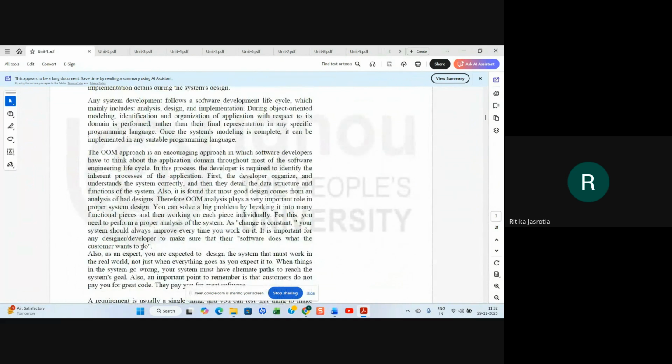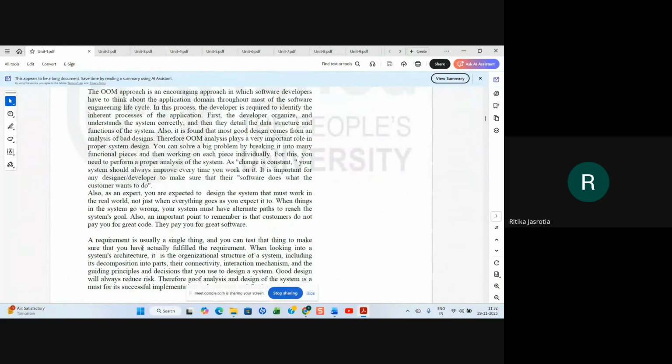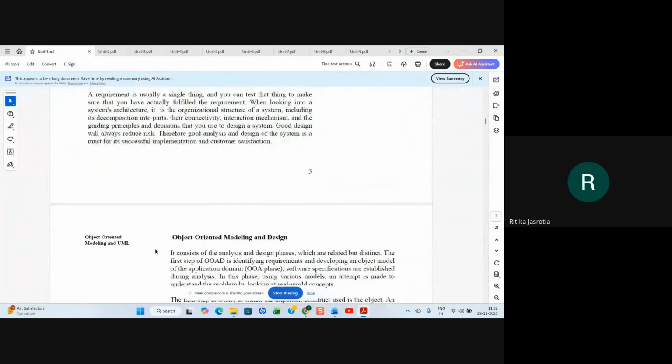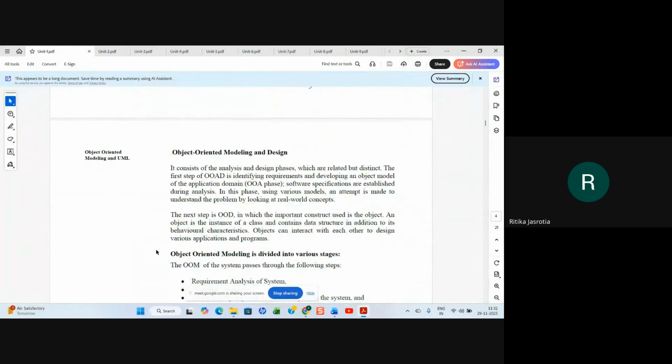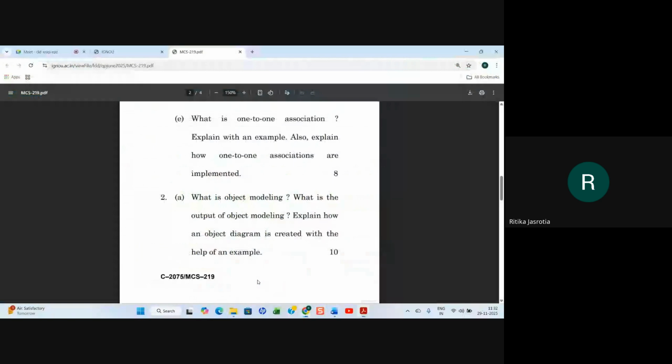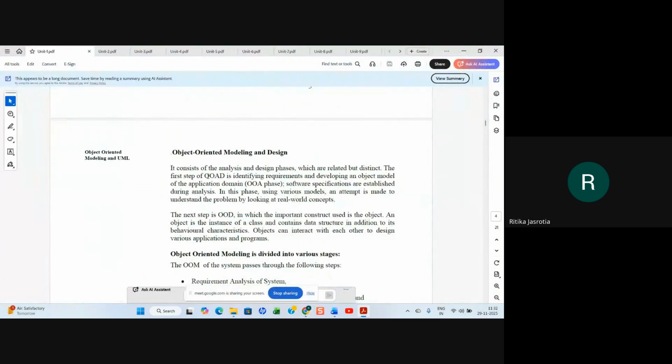Right? So they have given you this. What else have they asked? What is the output of object modeling? The output of object modeling is your object diagram and class diagram. Right?